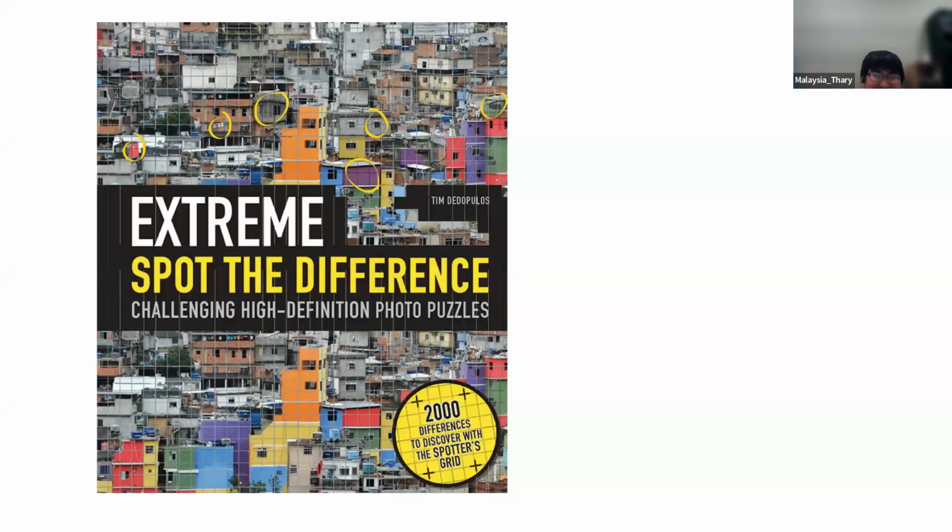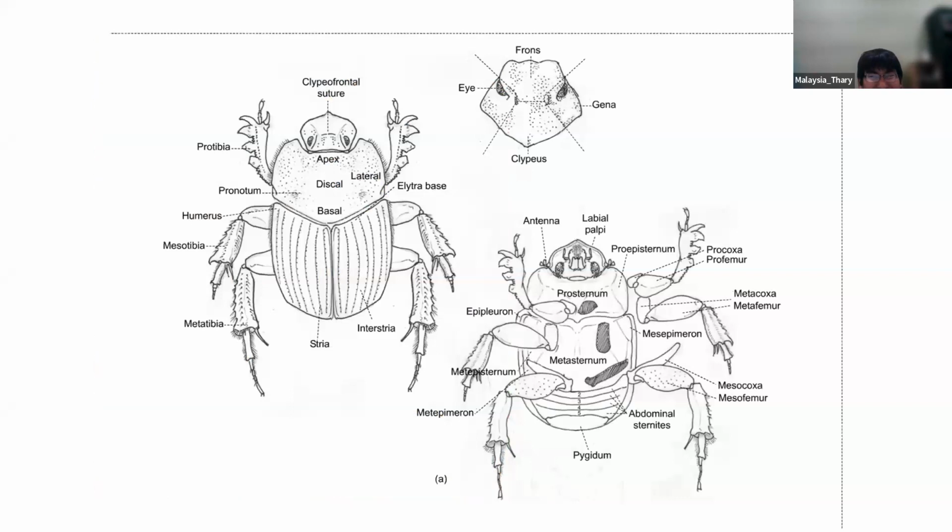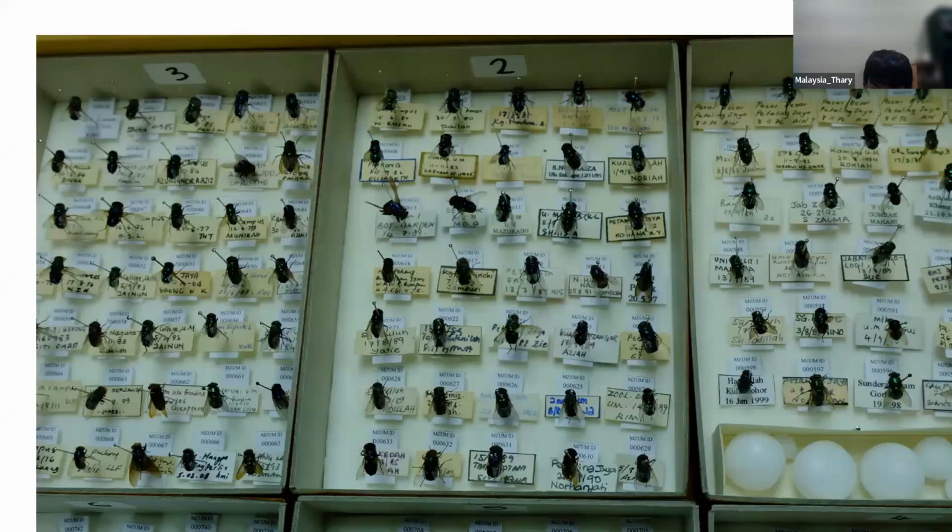And once you get really deep into taxonomy, it becomes basically extreme spot the difference. Just now my example was just a tiger, right? But once you get deeper and deeper into this field, you have to start remembering things such as anatomy. You have to understand the morphology of the animal. You have to be able to use certain words to describe the animals, so you need to widen your vocabulary. You have to look through a lot of specimens.